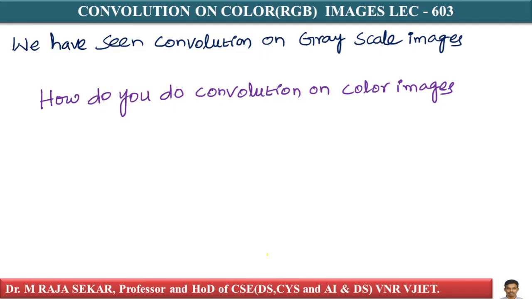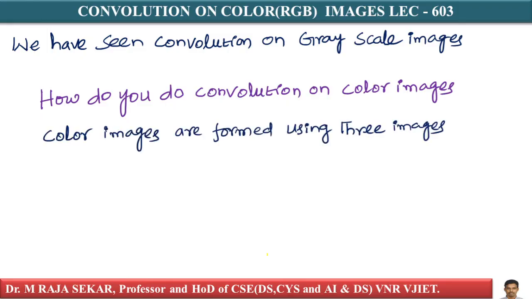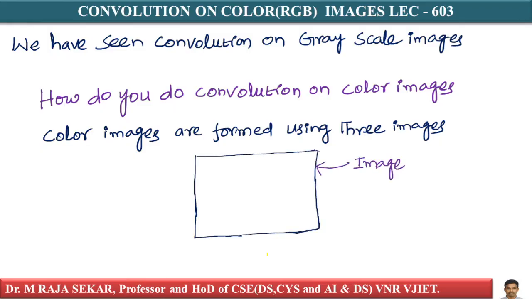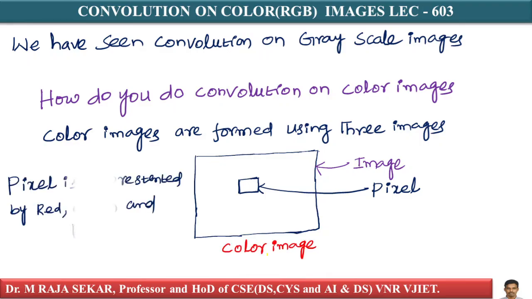As many of you may know, color images are formed using three images. Suppose you have an image here, and suppose you have a pixel here. This is basically a color image. This pixel is represented by three values, one corresponding to red, one corresponding to green, one corresponding to blue.